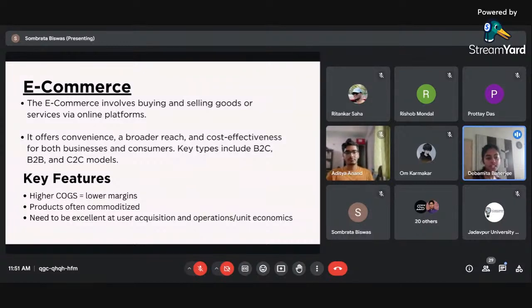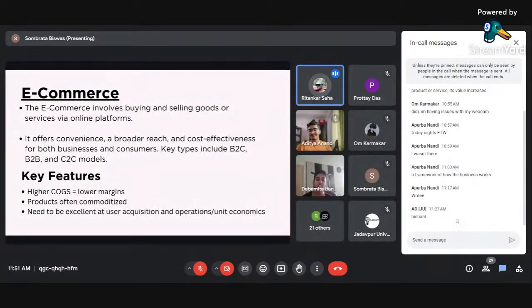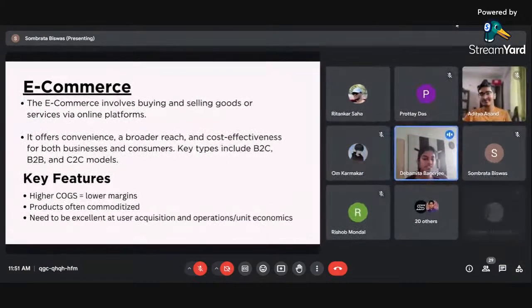Higher COGS equals lower margins. Does anybody here know what COGS is? Cost of goods sold. Cost of goods sold, yes, perfectly. Higher COGS, lower margins. So the higher the cost of your goods sold, the lower your margins. I mean, it's the most basic business concept ever. It's true for every business model you can think of.